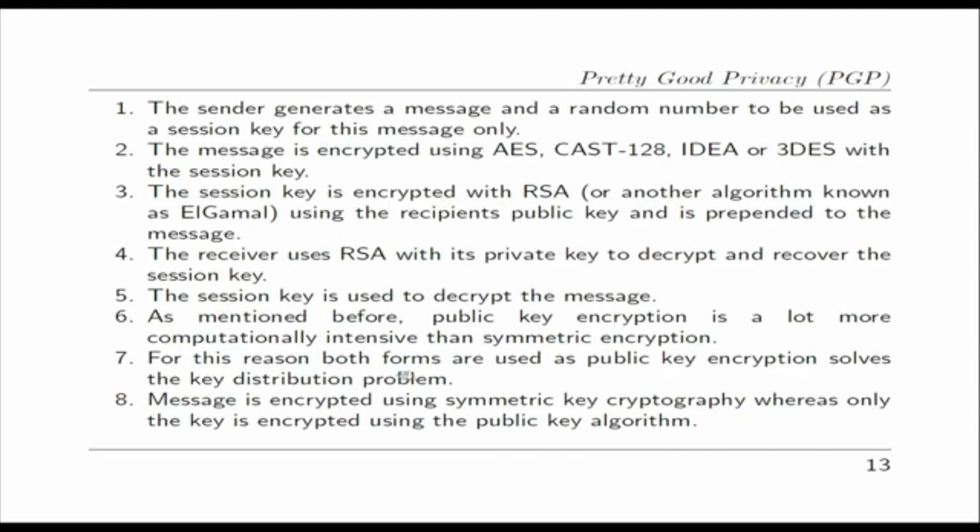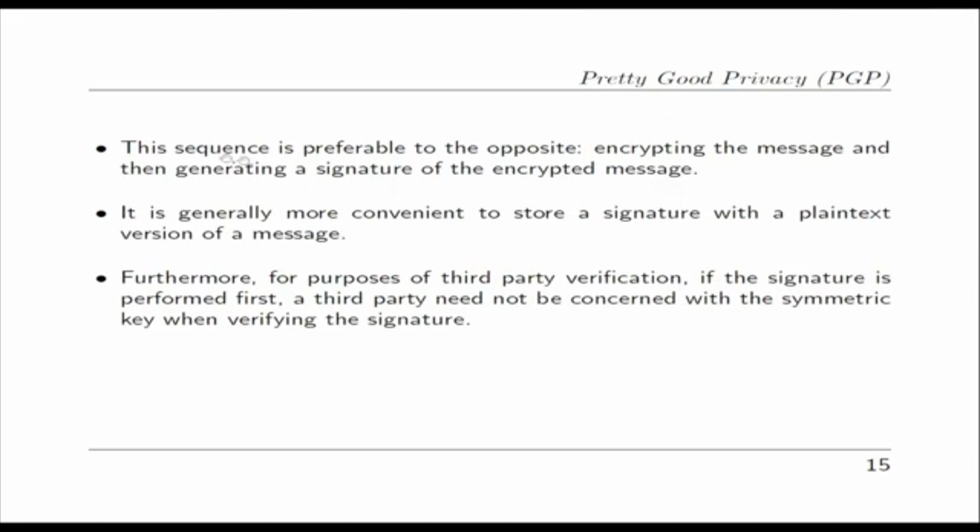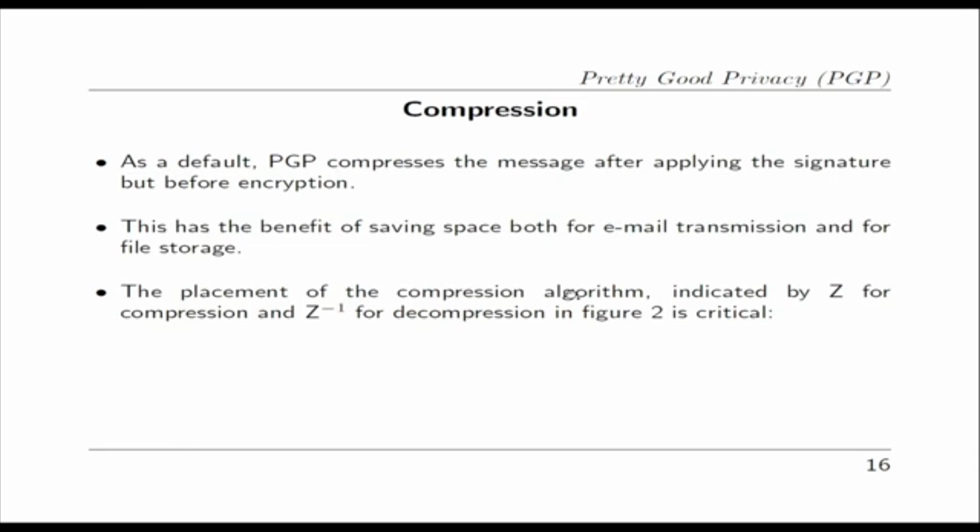For this reason, both forms are used, and public key encryption solves the key distribution problem. So this is the confidentiality and the authentication which we just described in figure 2c. This sequence is preferably applied before encrypting the message; we can have some other variant of it. Now let us talk about the compression service.